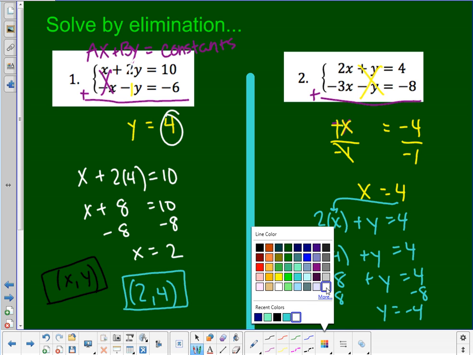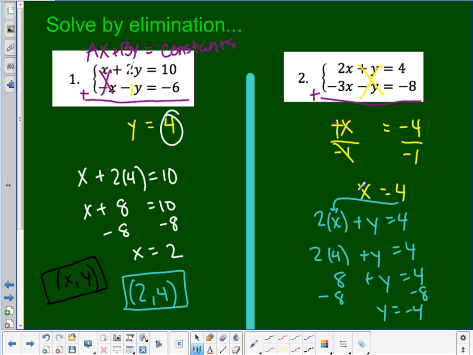So if I write this out as an ordered pair as a solution, this is my x term, that's my y term, I have 4 comma negative 4. That is the solution to the system.